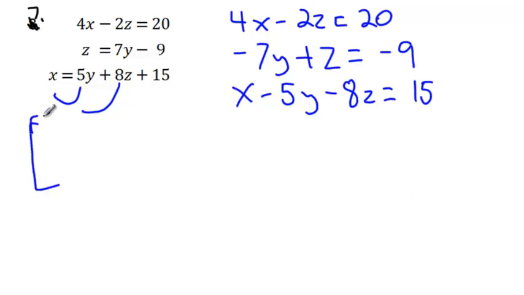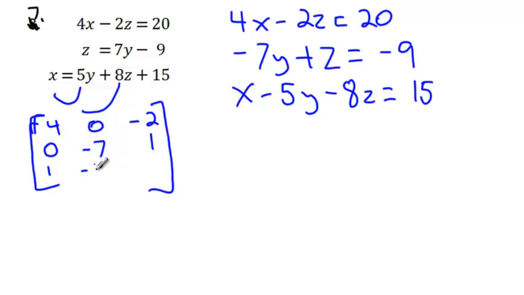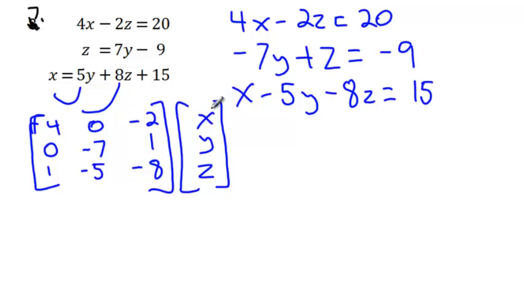So the first matrix is all the coefficients, x, y, and z. So x has a 4. The y of this first equation, there is no y, so I'm going to put a 0. And then the z was a negative 2. Second row, there is no x, so we put 0. The 7 is a negative 7. And then the z is a 1. And then down here below, the x was a 1. The y has a negative 5. And then the z had a negative 8. All right, we multiply it by the x, y, z variable matrix. And that's going to equal our constant matrix of 20, negative 9, and 15.